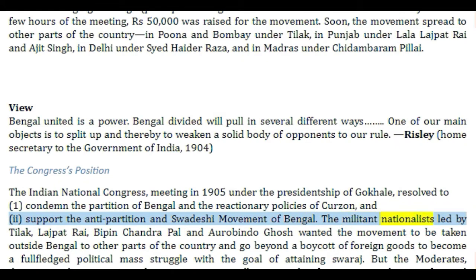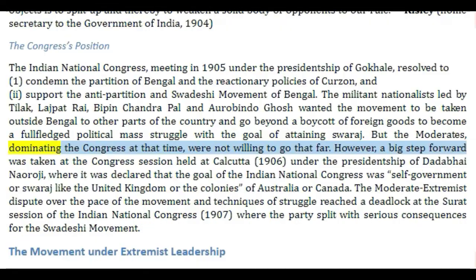The militant nationalists led by Tilak, Lajpat Rai, Bipin Chandra Pal and Aurobindo Ghosh wanted the movement to be taken outside Bengal to other parts of the country and go beyond a boycott of foreign goods to become a full-fledged political mass struggle with the goal of attaining Swaraj. But the moderates, dominating the Congress at that time, were not willing to go that far.